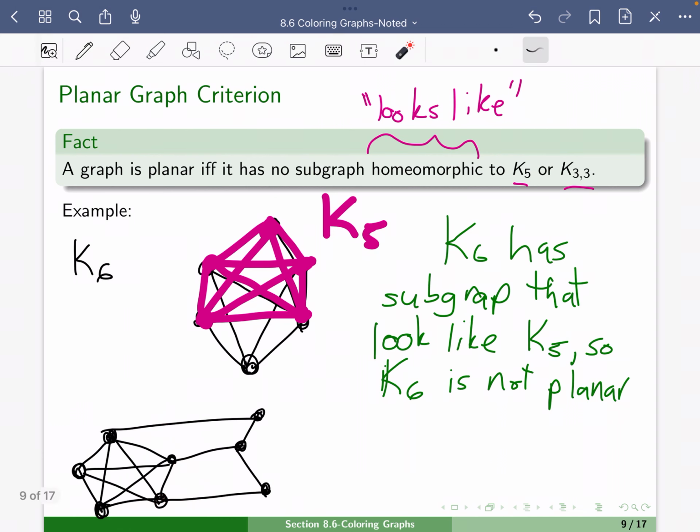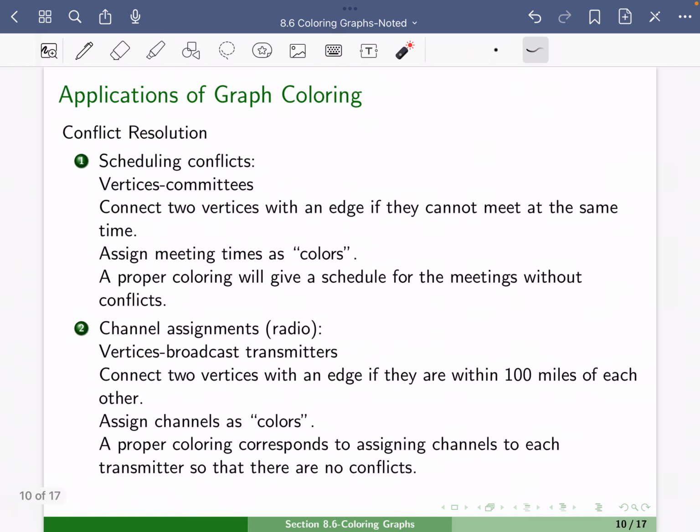There are some real-world applications of graph colorings. You can deal with it for conflict resolution. So when you have scheduling conflicts, vertices can represent committees. You connect 2 vertices with an edge if they cannot meet at the same time. And then you assign meeting times as colors. A proper coloring will give you a schedule for meetings without conflicts.